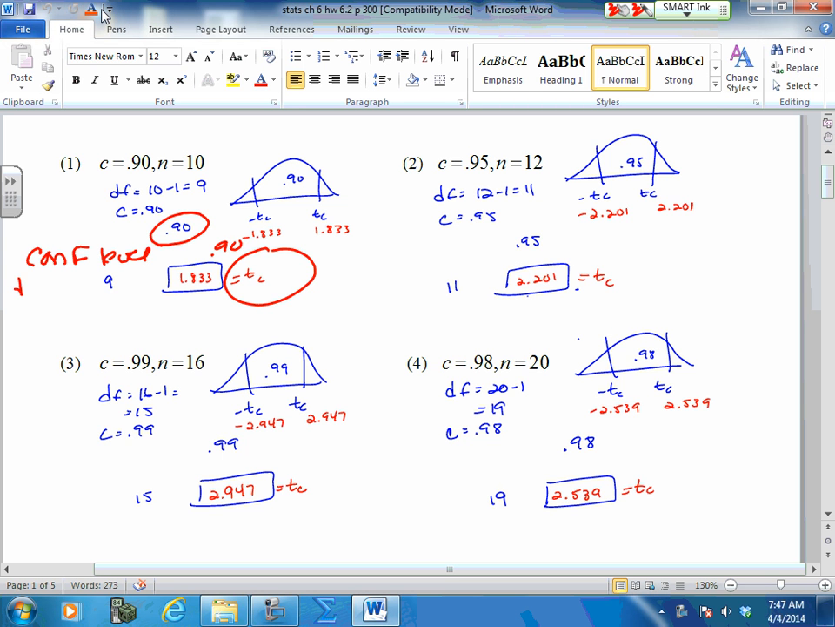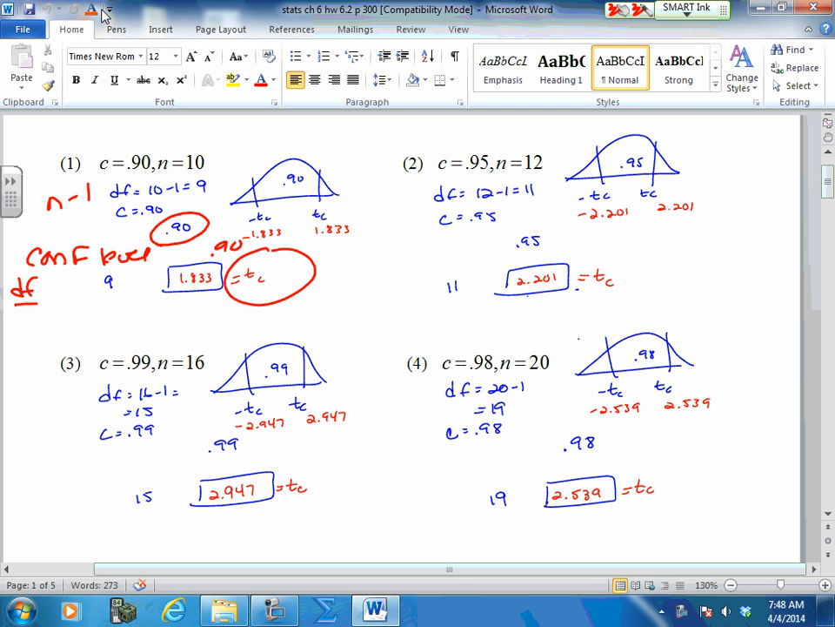And coming down the left-hand side is degrees of freedom. Degrees of freedom is n minus 1. So you're going to find 9, 90, and you're going to come across and find your TC.